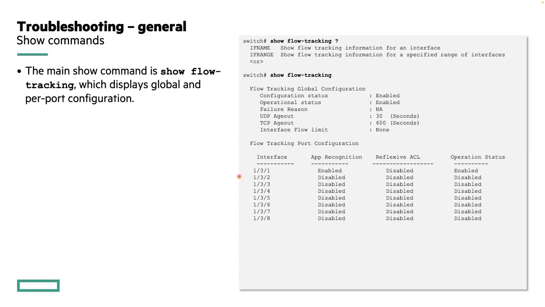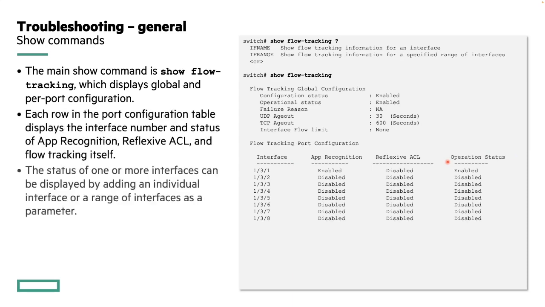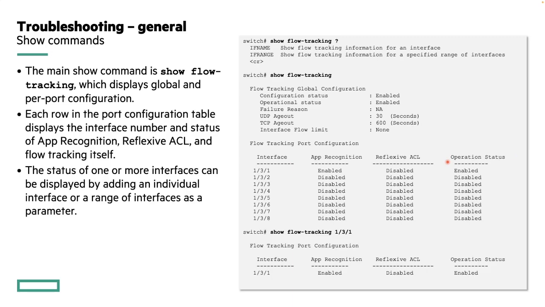If you look at each line under the flow tracking port configuration, you can see here you have the interface, whether app recognition is enabled on that interface, reflexive ACL or reflexive policy, and then you have the operation status of flow tracking itself. If you'd like to see the status of a specific interface or a range of interfaces, then you can simply put that interface or range as a parameter for show flow tracking, and it will show only the interface config for the interfaces that you've specified.